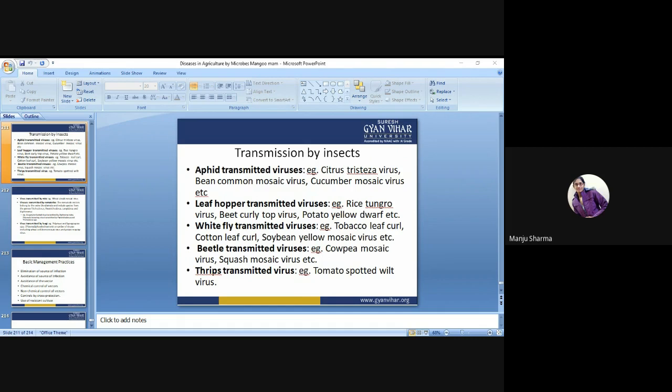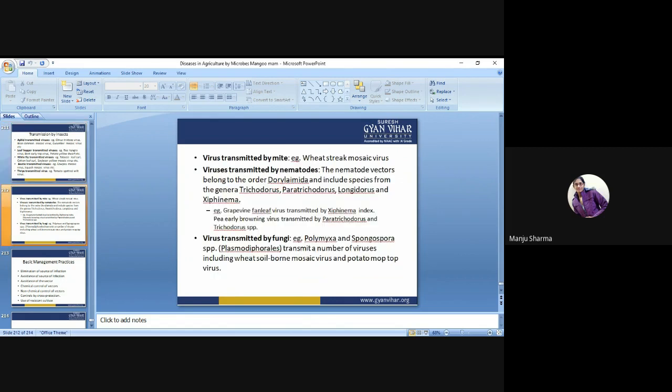Then beetle transmitted viruses, for example, cowpea mosaic virus, squash mosaic virus, etc. Then thrips transmitted viruses, for example, tomato spotted wilt virus. Virus transmitted by mite, for example, wheat streak mosaic virus.